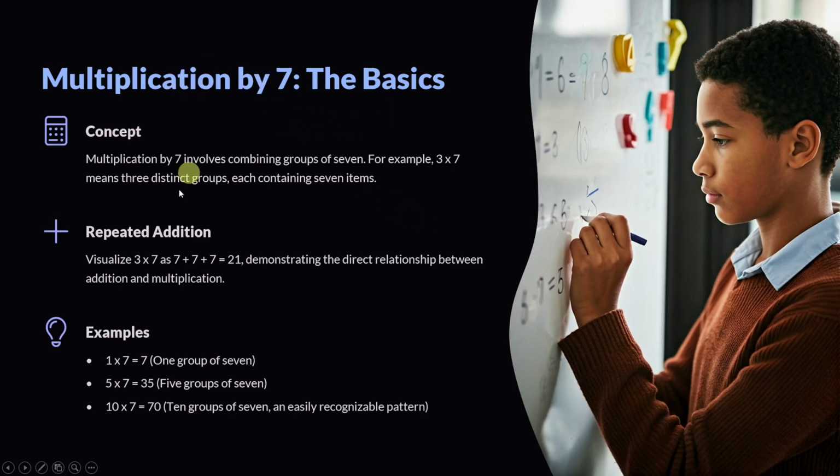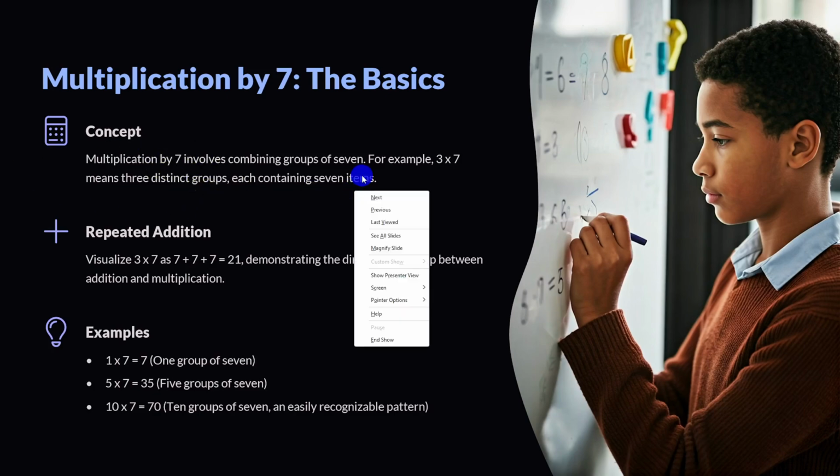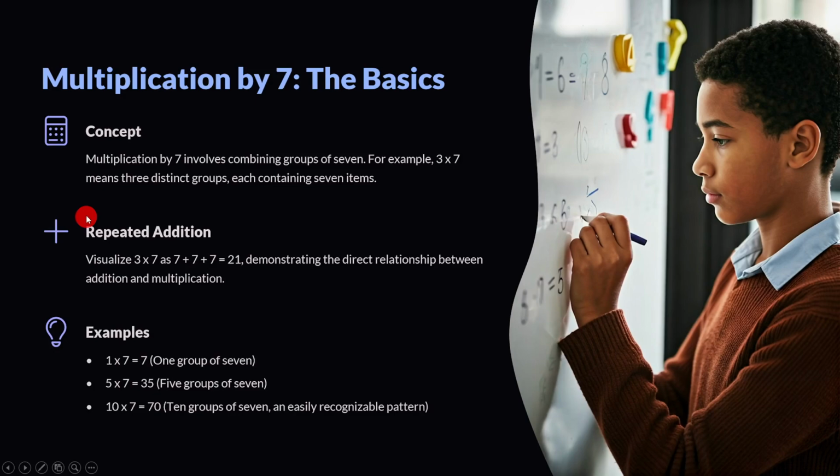Alright, multiplication by 7, the basics. Concept: multiplication by 7 involves combining groups of 7. For example, 3 times 7 means 3 distinct groups, each containing 7 items. Repeated addition: realize 3 times 7 as 7 plus 7 plus 7 equals 21, showing the direct relationship between addition and multiplication. Examples: 1 times 7 equals 7, 5 times 7 equals 35, 10 times 7 equals 70. An easily recognizable pattern.